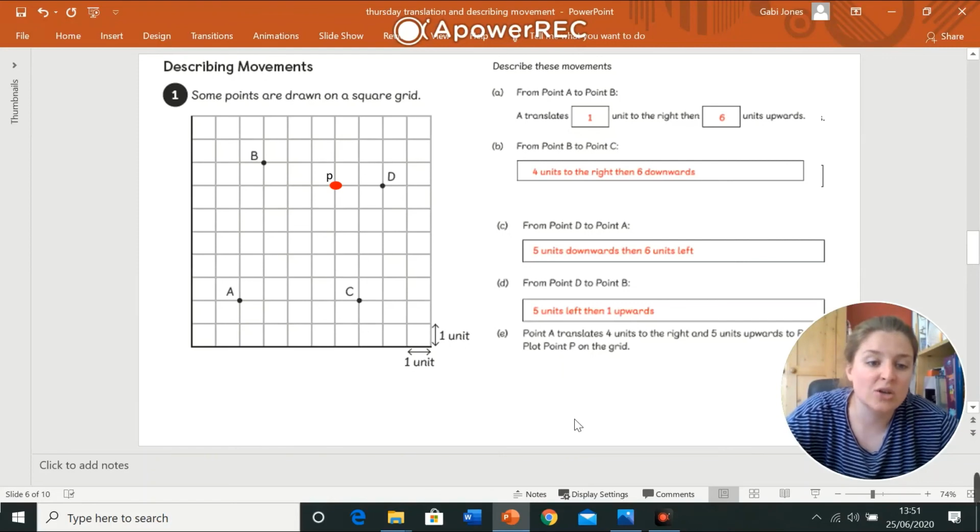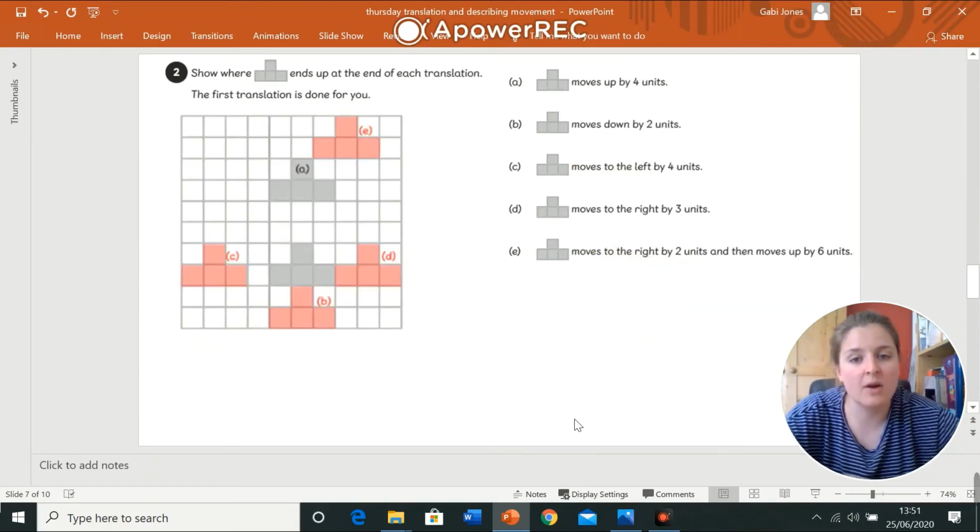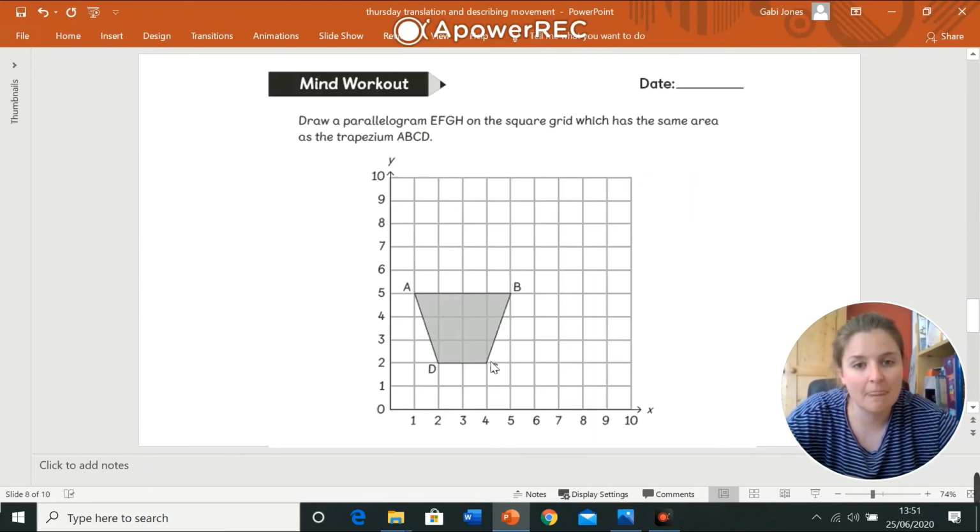Here are the answers to the first set of questions. Pause me so you can mark your work. And here are the answers to the other one. After each translation, that is where the shape ended up.